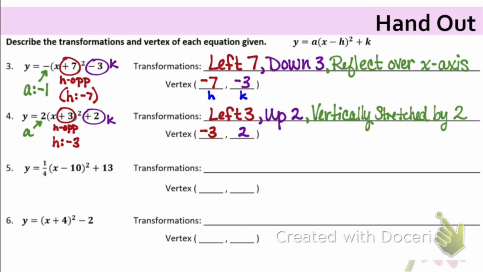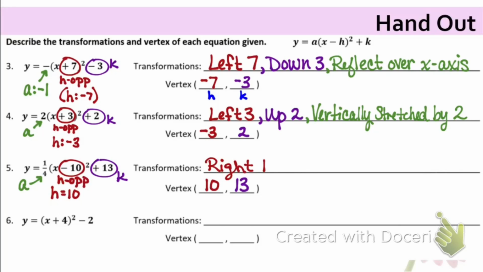What's your A value? A value is 1/4. What is H? 10. H is 10 because this is the opposite. So what's K? 13. Where's my vertex then? It'll be 10, 13. How would you describe this transformation? Right 10, up 13.